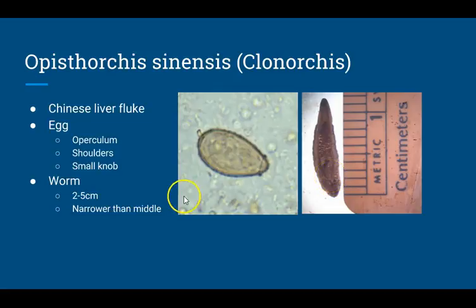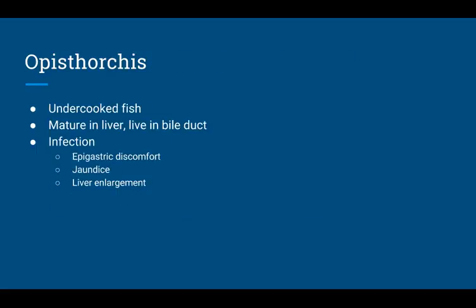And it's narrower at each end compared to how big it is in the center. You don't need to know the countries. This comes from fish. The worms grow in the liver, and then they live in the bile duct. Infection causes epigastric discomfort, jaundice, and liver enlargement.